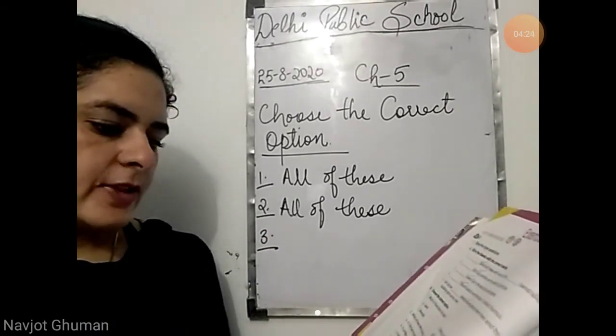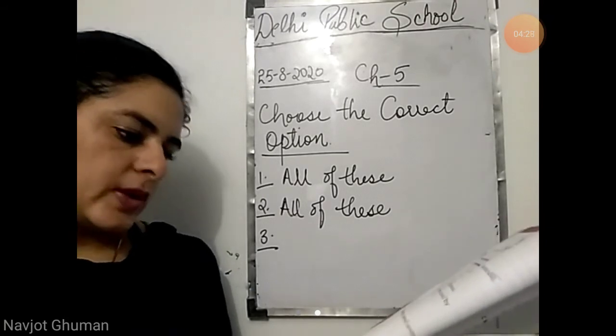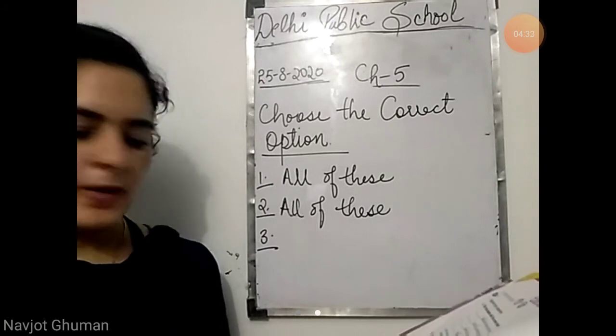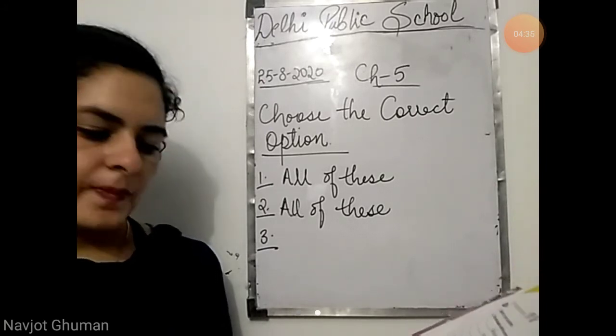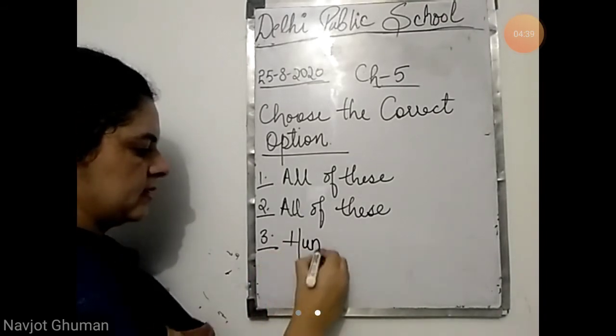Which of these refers to the remains of dead plants and animals that get mixed with the soil? What do we call the dead remains of plants and animals? Sand? No. Clay? No. Humus? Yes. Third is humus.